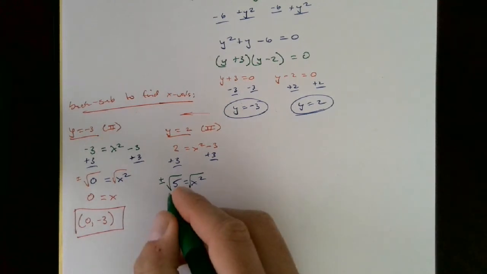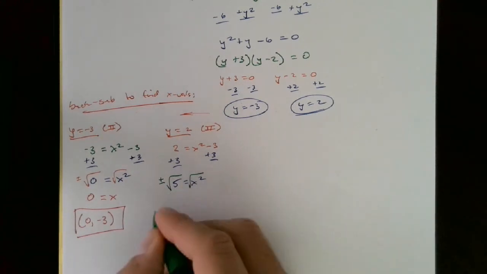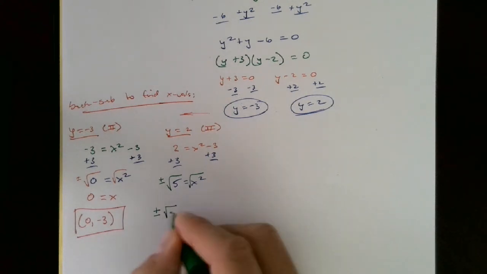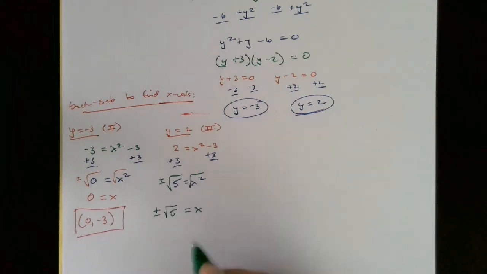If square root of 5 simplifies, you should simplify it. In this case, square root of 5 doesn't have any perfect square factors and it's not a perfect square itself, so it's plus or minus the square root of 5 is equal to x. How many answers is this? This is actually 2 answers.